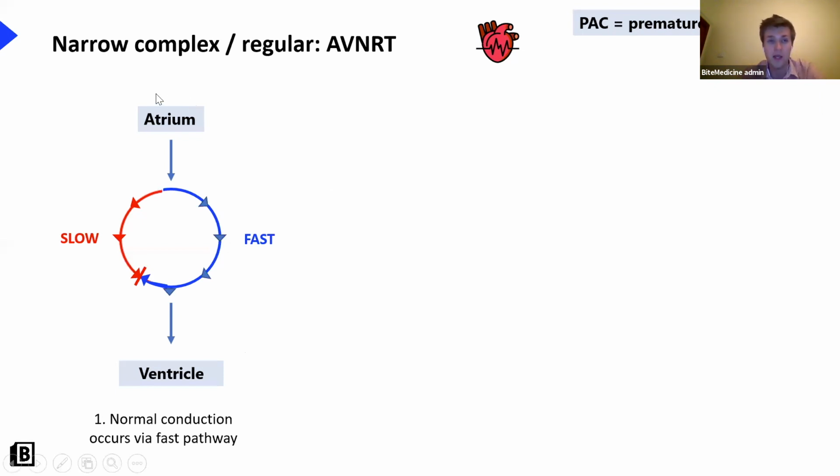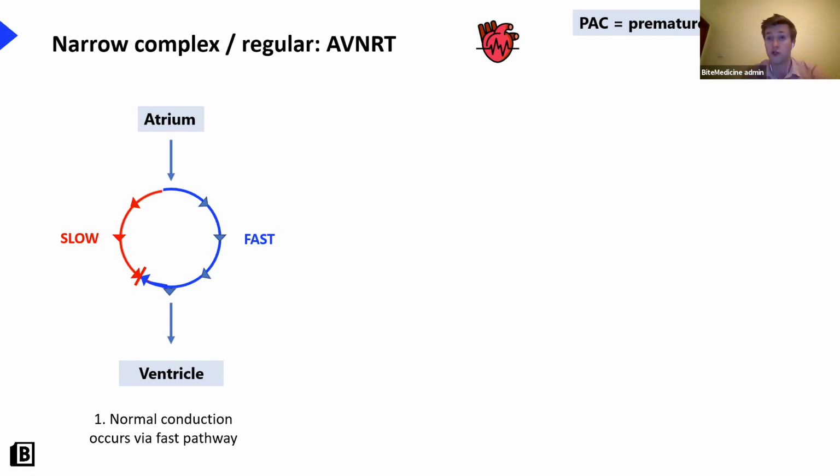So in a normal setting, here is your atrium, down here is your ventricle, and they're connected by the AV node. And there are two pathways, okay? You've got your fast pathway and your slow pathway. Now, normal conduction occurs down both, but the fast one gets there first. So it conducts the ventricles, and also a little bit of it tracks back, hits where the slow pathway is coming, and they cancel each other out, okay?